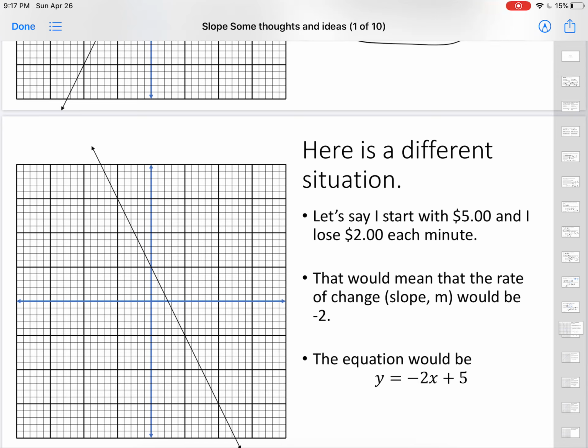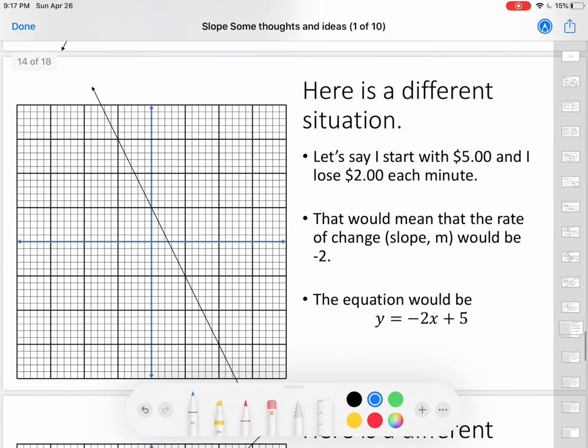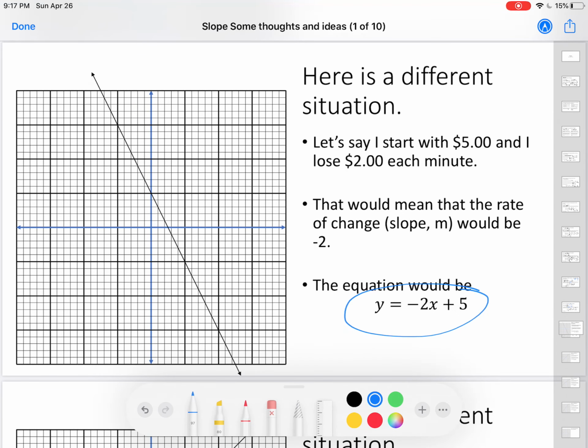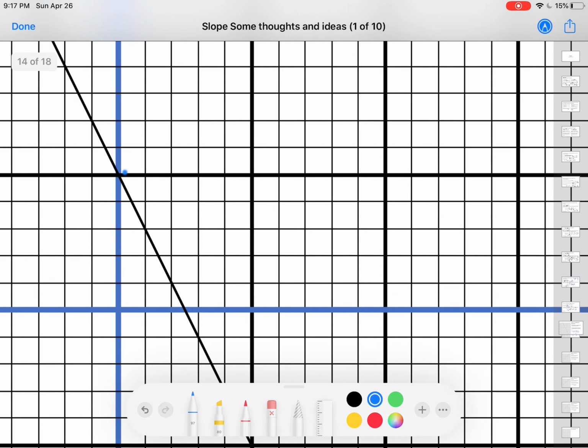Hey, look, what happens this time? I start with $5 and I lose $2 each minute. This time the slope would be negative 2. The equation would be y equals negative 2x plus 5. Let's look at the graph. Here I am starting at $5 at 0 time. I go down by 2, now I'm at 3. I go down by 2, now I'm at 1. I go down by 2, now I'm at negative 1. I'm owing somebody some money. Every single time I move 1 to the right, 1 hour, I lose $2.